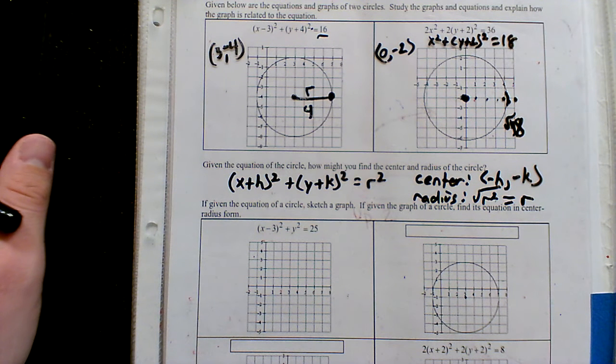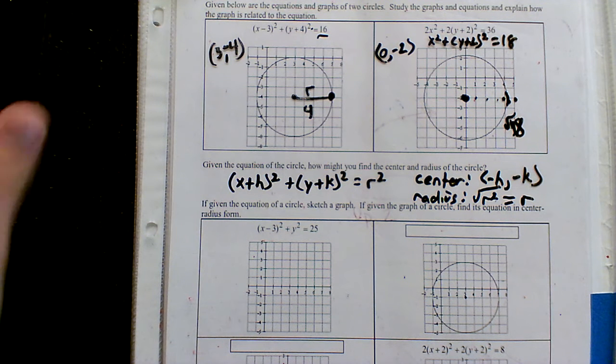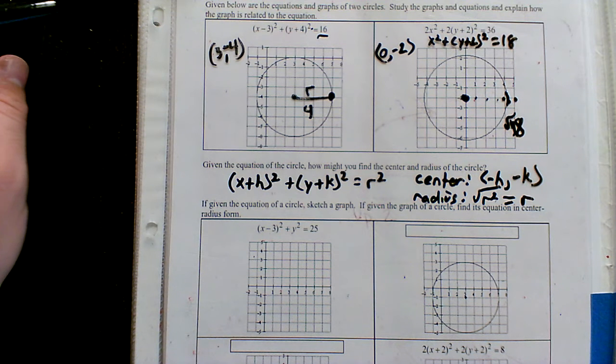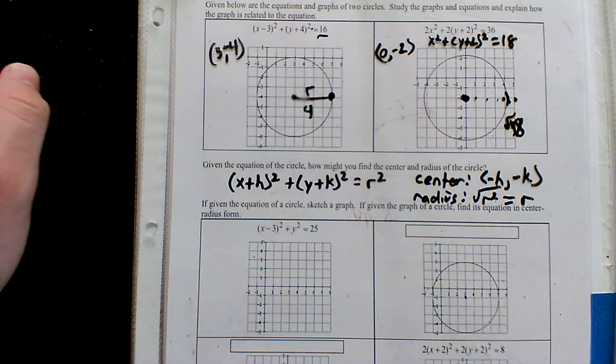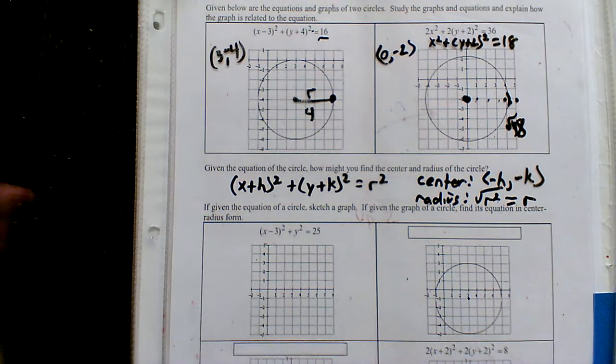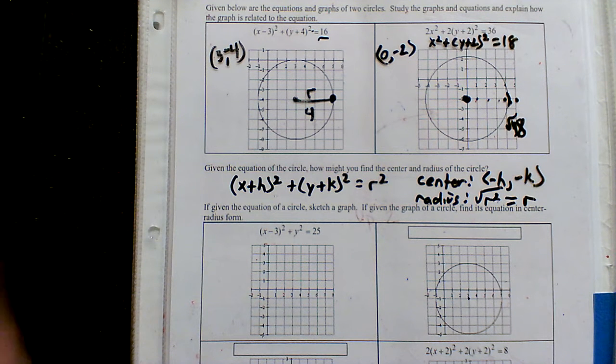Are we okay up to this point? Do we need to recap anything or go back over? Alright. So now, if given the equation of a circle, sketch a graph. If given the graph of a circle, find its equation in the center radius form. So this equation we've been using is what's called center radius form. We'll talk about that a little bit more on the back of this page.